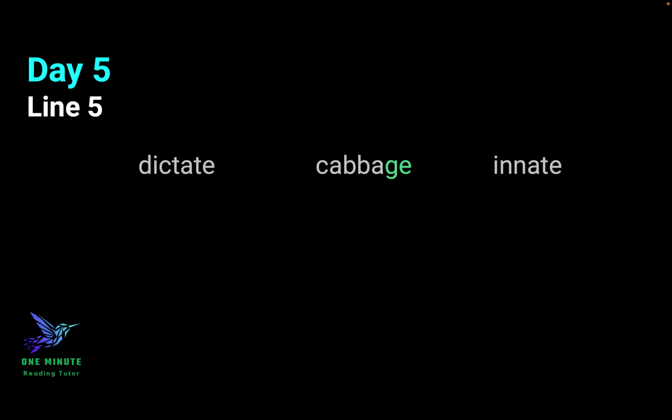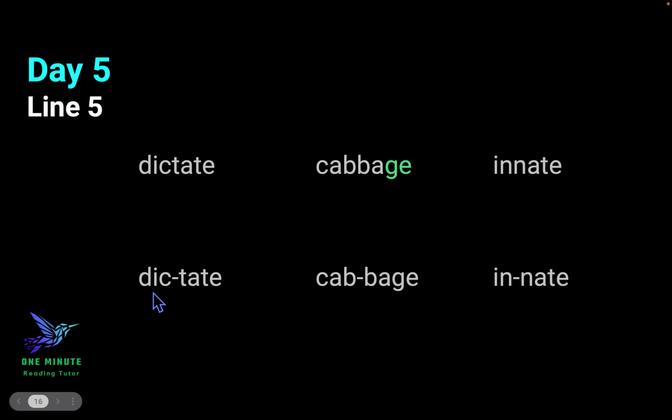Go ahead and do line 5. Dictate. Once again, we have the silent E making the A have its long sound of A. Cabbage. Now you might wonder, why is this spelled with a GE? Well, English words do not end in the letter J. So if you have a J sound at the end of an English word, it can be spelled with a GE after a long sound, or if it's after a short sound, we use DGE.